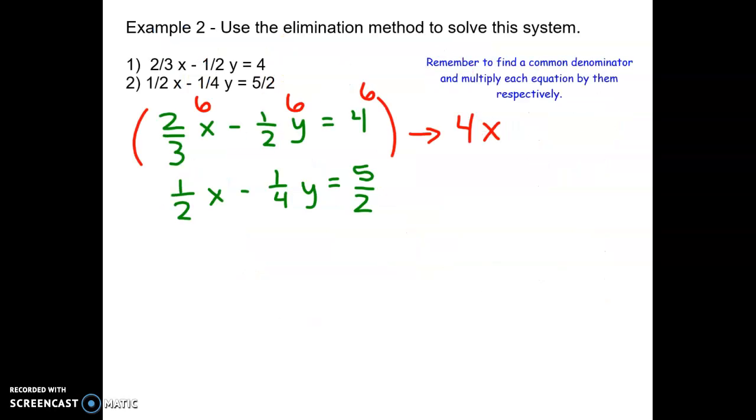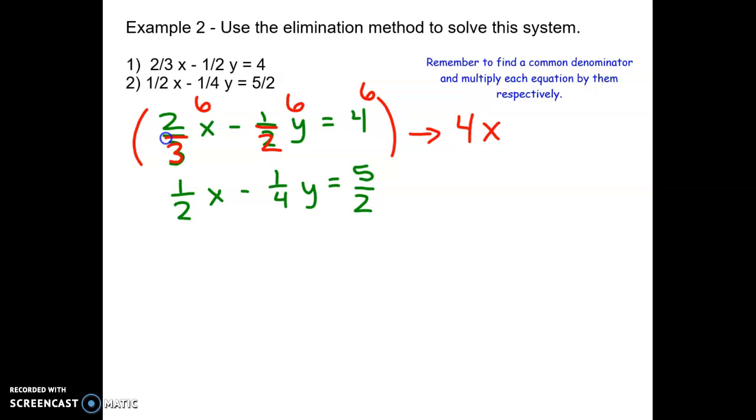Okay, so we're going to go then to example 2, which is kind of that ugly fraction question. When I see the fractions here, I have it divided by 3, and I have it divided by 2. So the common denominator here would be 6, because both 3 and 2 go into 6. So I'm going to multiply everything by 6 in order to get rid of fractions, because we don't like dealing with fractions, especially in elimination.